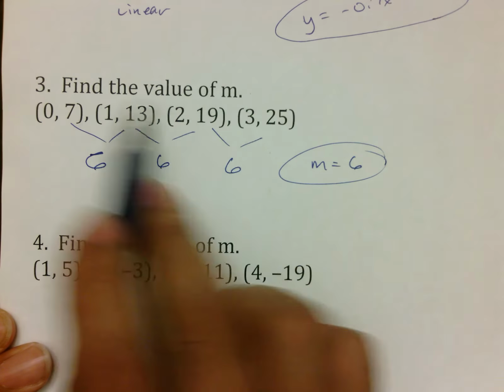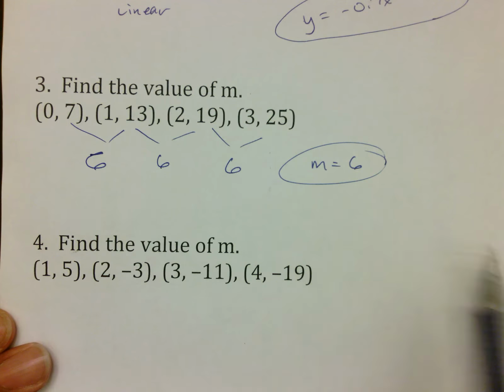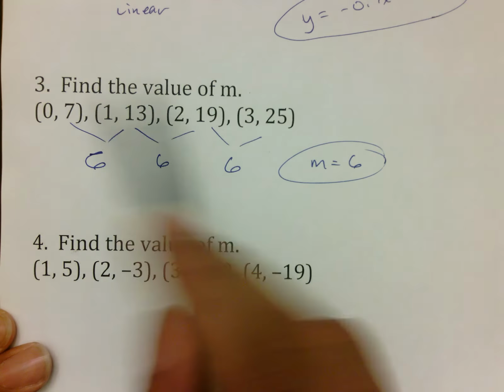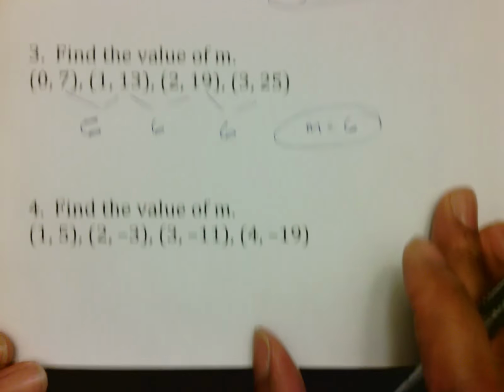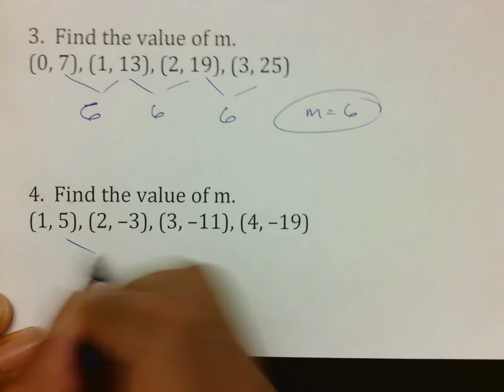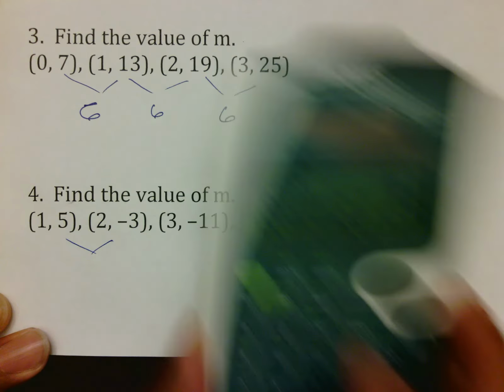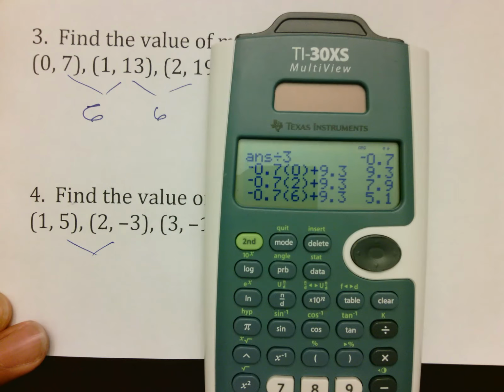It did not say write a rule. Again, you need to make sure you know what the terms are asking for. Find the value of m means I need the slope, I need the rate of change. The rate of change on this is 6. Just like on number 4, this distance is not 2. If you want to make sure you got it, type it in.